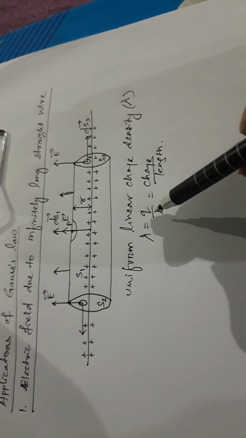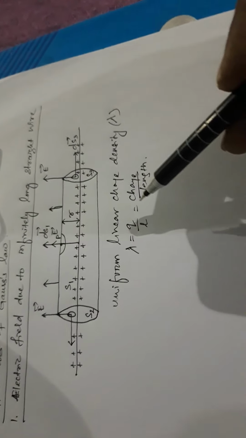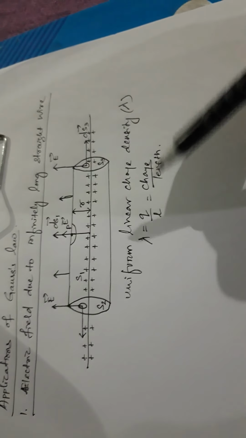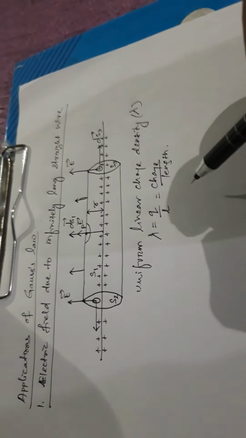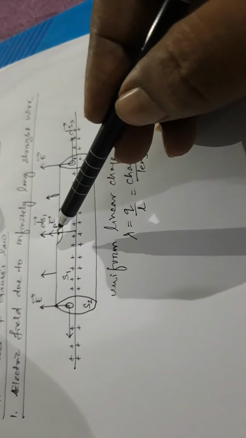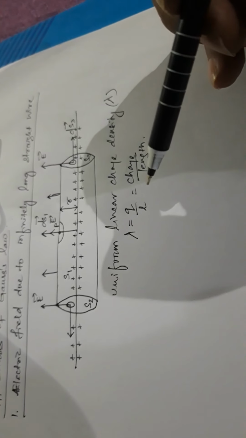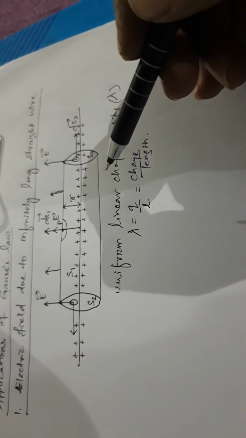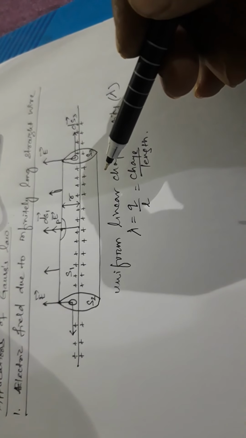To calculate the charge on a particular length, you can multiply this linear charge density with the length. Clear? Now here you see P is the point of observation, for which you have to find the electric field strength.